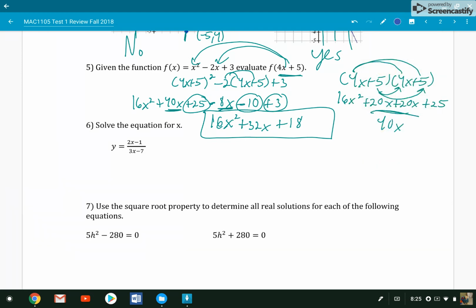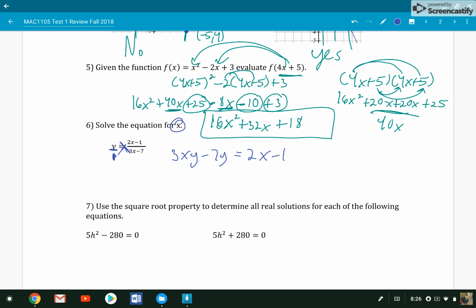Moving to number 6, solve this equation for x. This comes from our very first set of notes, our review of solving equation notes. So I've got y over 1 is how I'm going to think about this on the left, is equal to 2x minus 1 over 3x minus 7. I've got one fraction on the left and one fraction on the right. So to solve this, I can cross multiply. So the y times that, the 1 times that. When I say y times 3x minus 7, I'll get 3xy minus 7y equals 2. When I say 1 times 2x minus 1, well, that's still 2x minus 1.